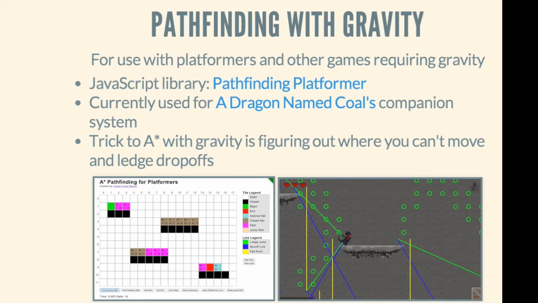So it's like figuring out where ledges drop off. As you can see here in this implementation of the game, not for the Workman Dragon, we actually have the gravity-based pathfinding solution, and it just pretty much looks at exactly where it can go.